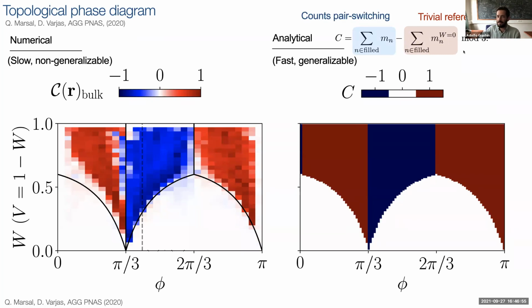So the way it works is basically, you can label your field states with symmetry eigenvalues and do a subtraction from a trivial reference. So we know that in the limit where W is 0 or where V is 0 we have a trivial insulator. So we can construct this formula in analogy with crystals essentially.